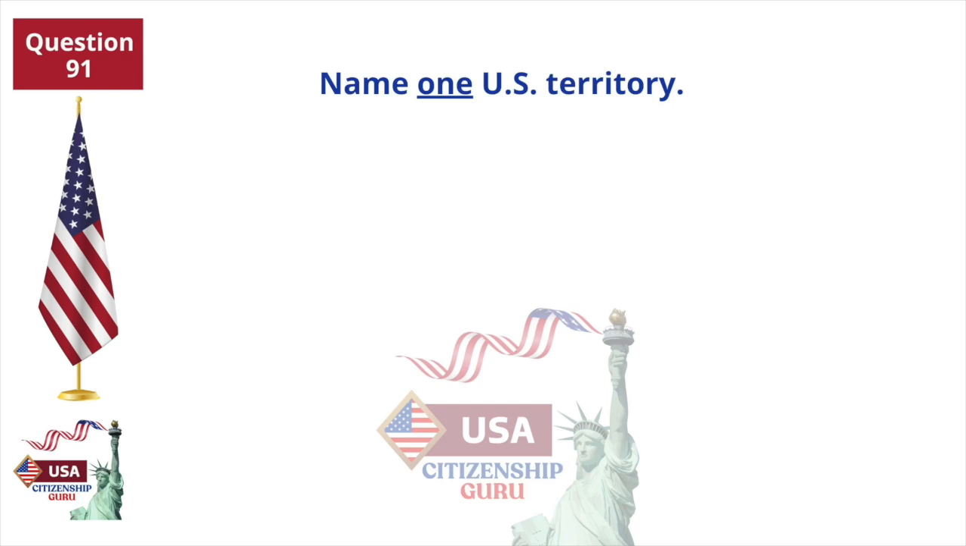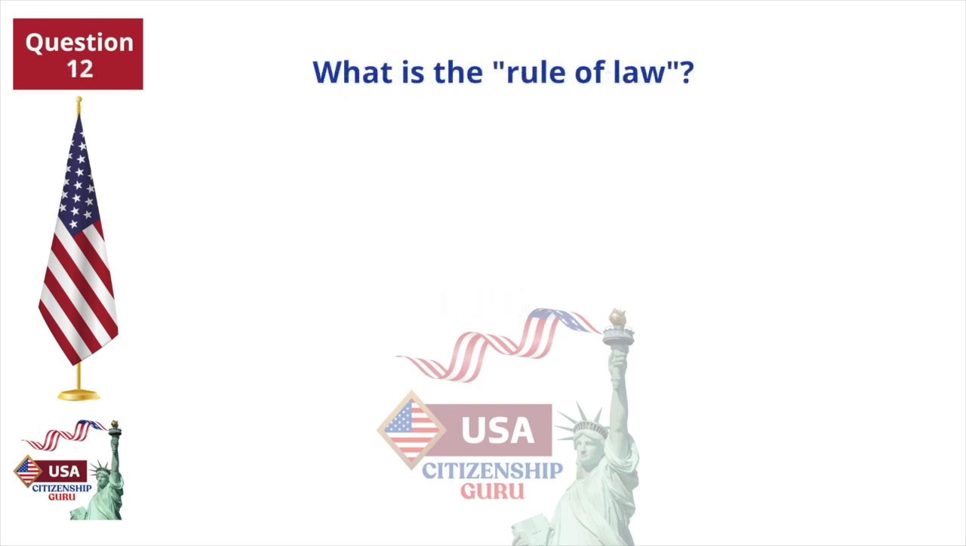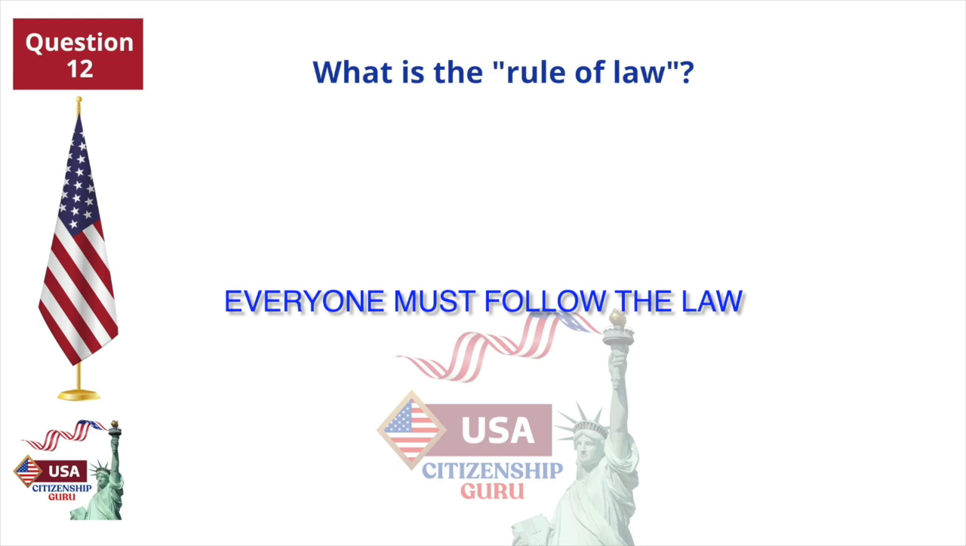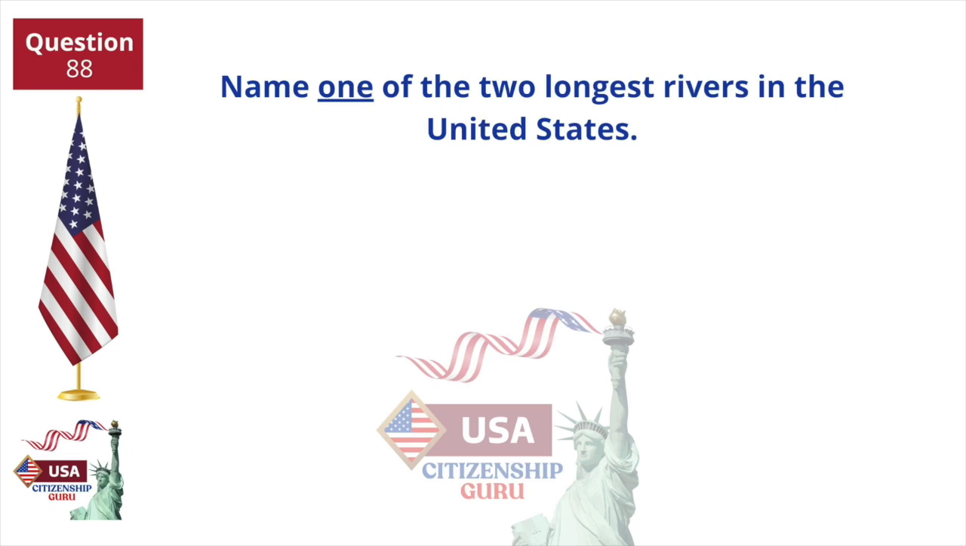Name one U.S. territory. Guam. What is the rule of law? Everyone must follow the law. Name one of the two longest rivers in the United States. Missouri River.